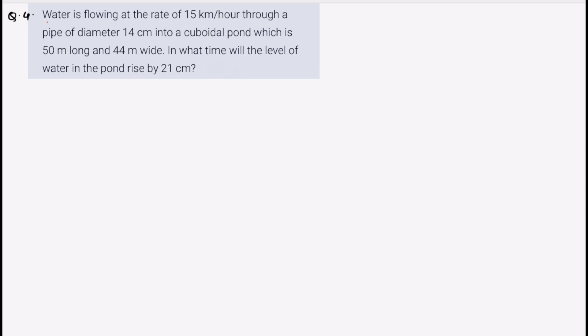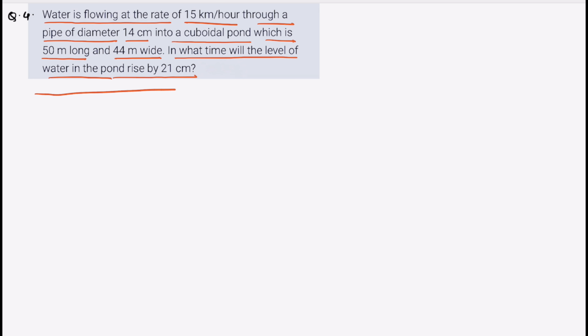Now in question number 4, it is saying water is flowing at the rate of 15 kilometer per hour through a pipe of diameter 14 centimeter into a cuboidal pond which is 50 meter long and 44 meter wide. In what time will the level of water in the pond rise by 21 centimeter?